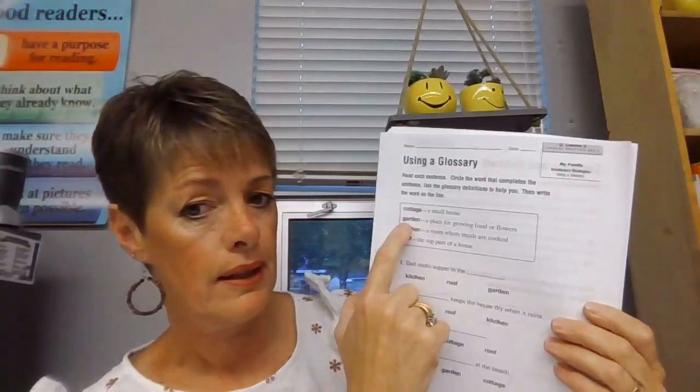The first word, cottage. Does anybody know what a cottage is? Well, in this one, it says a cottage is a small house. The next one is a garden. Now, I have a garden, so I think I know what a garden is, but let's look at the definition. It says a place for growing food or flowers. That's what I thought it was too, but it's good to check it.